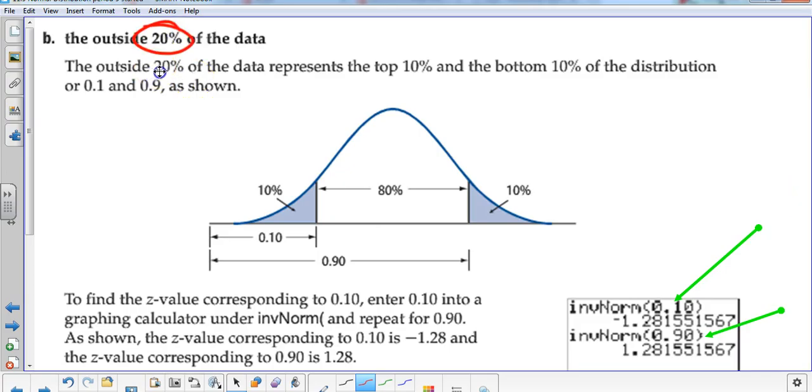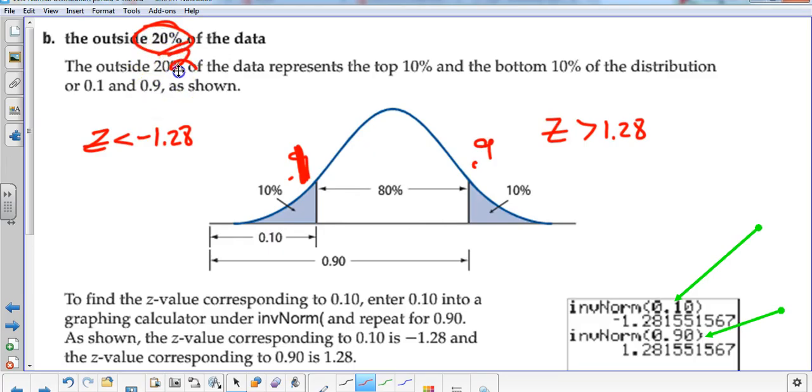Outside, I need you to pay attention here. If you want outside 20%, that's the total on the extremes. So you still have to divide it by 2 and say I want 10% at the bottom and 10% at the top. Luckily, that's 0.1, 10% here, and back from 1, 10% would be 0.9. Okay? You put it in the calculator. 0.1 gives you -1.28, and this 10% can be below that. Positive 0.9 gives you a positive 1.28, so you could also be above that many standard deviations. And those two areas together would make the outside 20%.